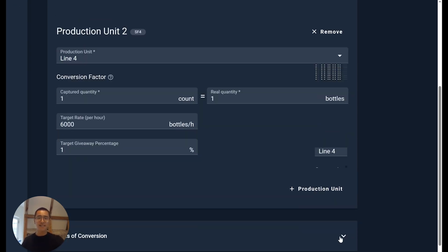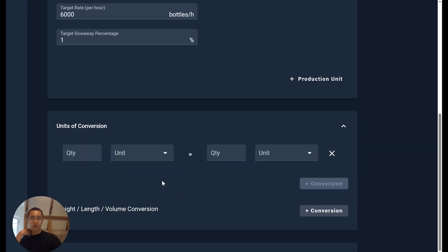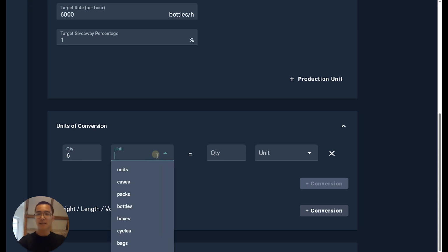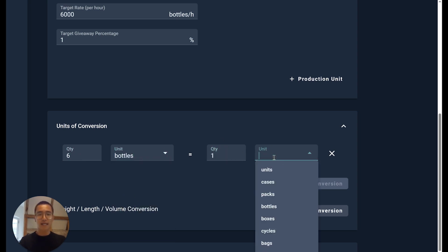Now, once this is done, the next section is, of course, the conversion ratio. As you can see here, you have units of conversion, and you've also got units of conversion for weight, length, and volume. We're going to go with the units of conversion over here. First of all, I'm going to add the first conversion. In this case, what I want to do is go from bottles to cases. So what I can write here is that 6 bottles in our example equals 1 case.